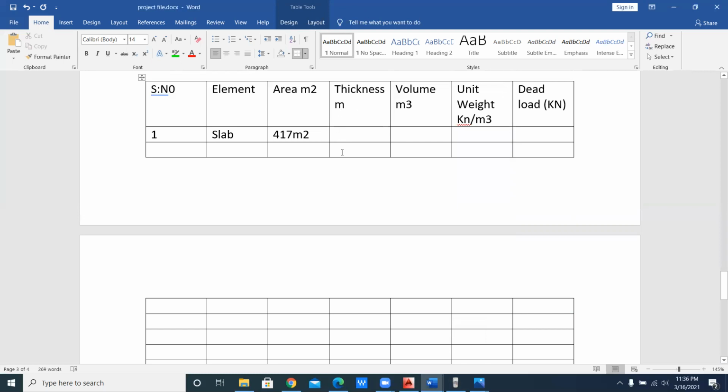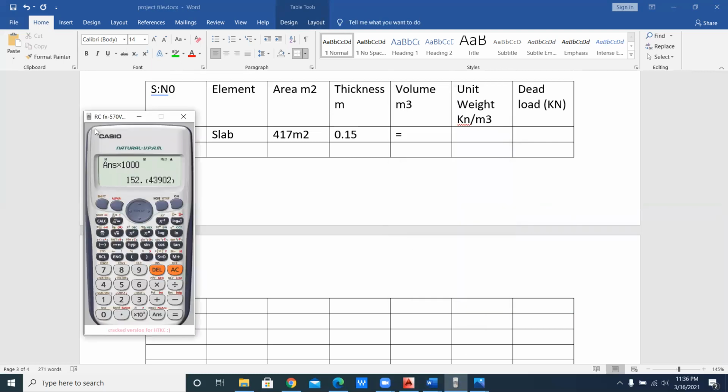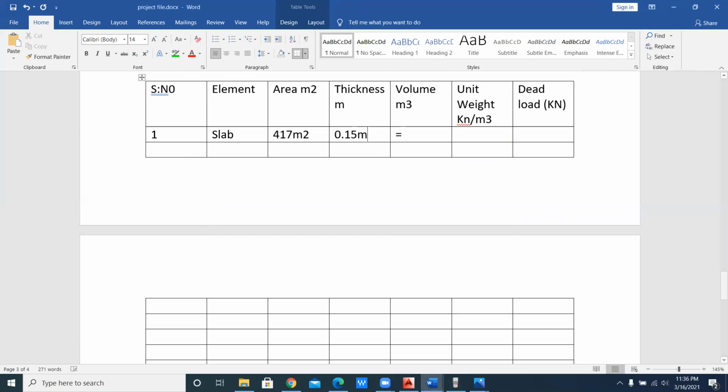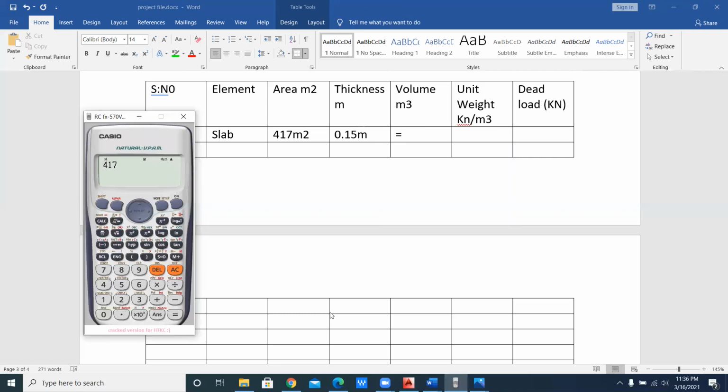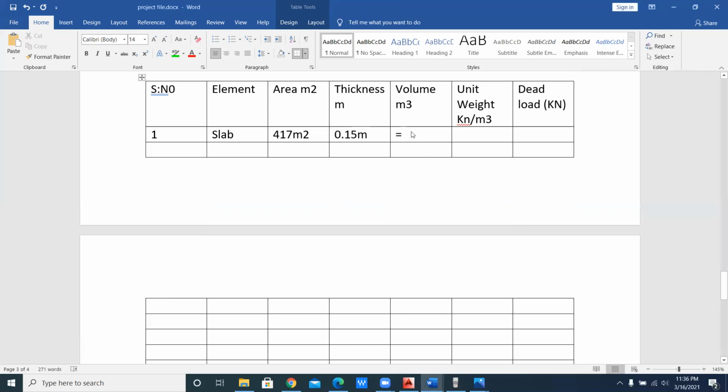So in meters, 0.15. Here you will see how much dead load is on your building. So 417 multiplied by 0.15. Okay, this one is meter. Keep remembering this. Don't forget this. Multiplied by 0.15, you will get 62.55.